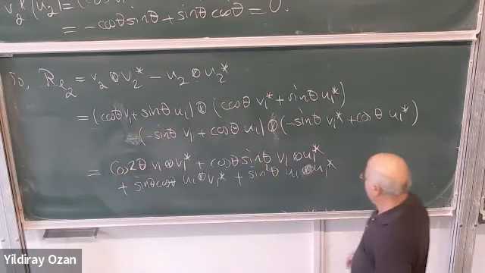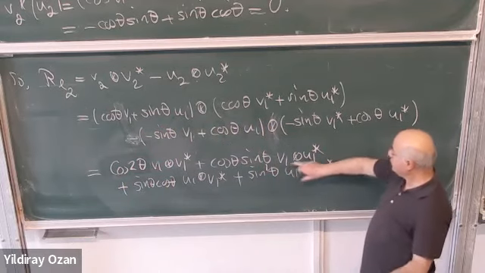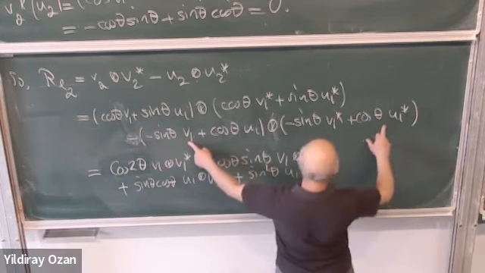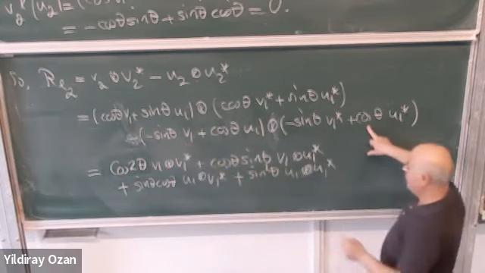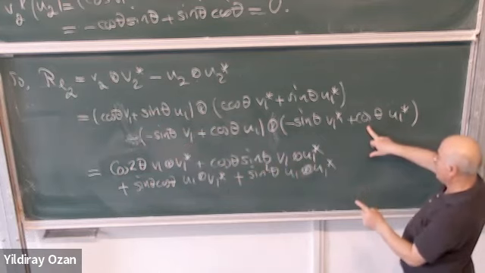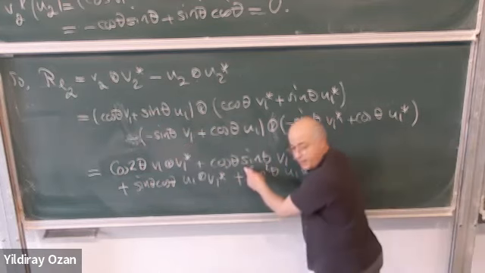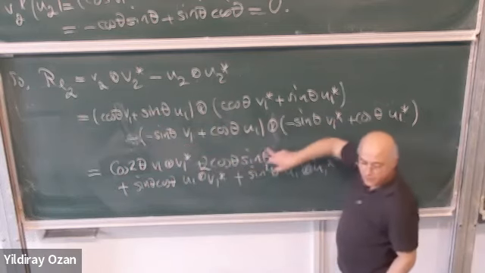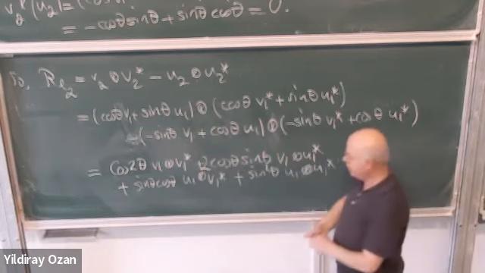The coefficient of V1 U1 star is minus plus. So the same thing one more time. So I have 2, and 2 times this is sine 2 theta.